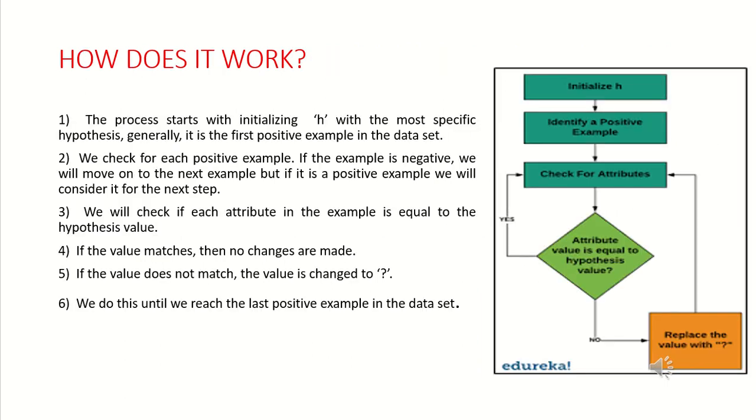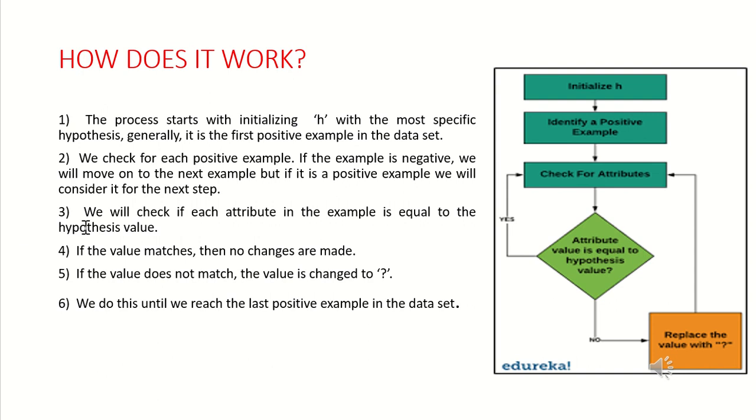Now, how does it work? This is the flow chart, and the left side is the explanation of it. Step one, the process starts with initializing H with the most specific hypothesis, generally the first positive example in the dataset. Next, in step 2, we are going to check for the positive example. If the example is negative, we will move on to the next example, but if it is a positive example, we will consider it for the next step.